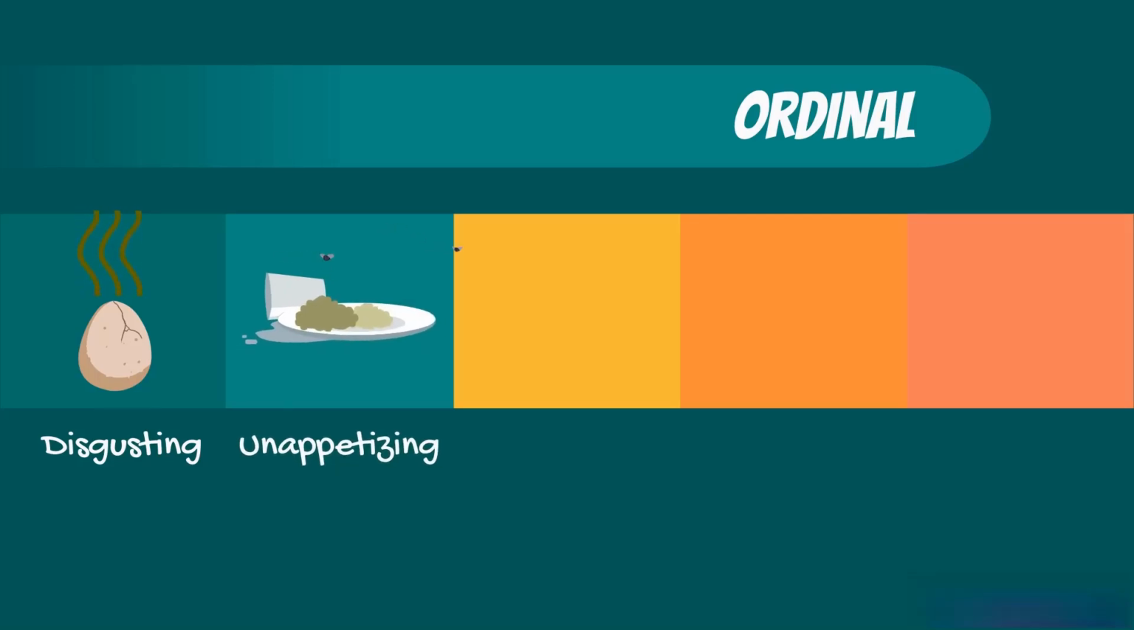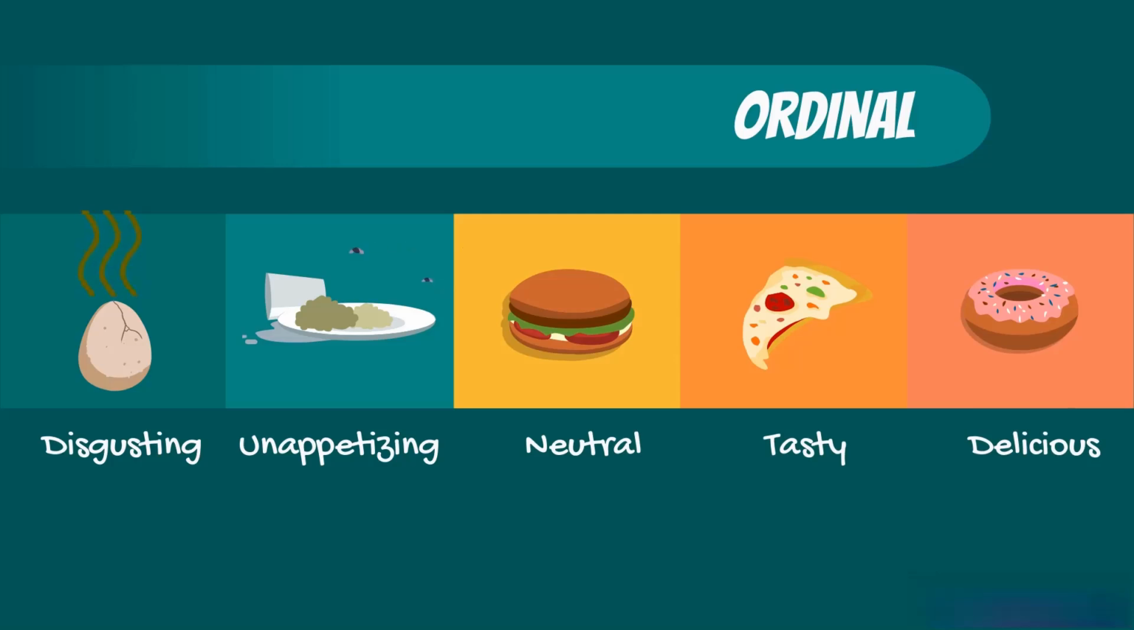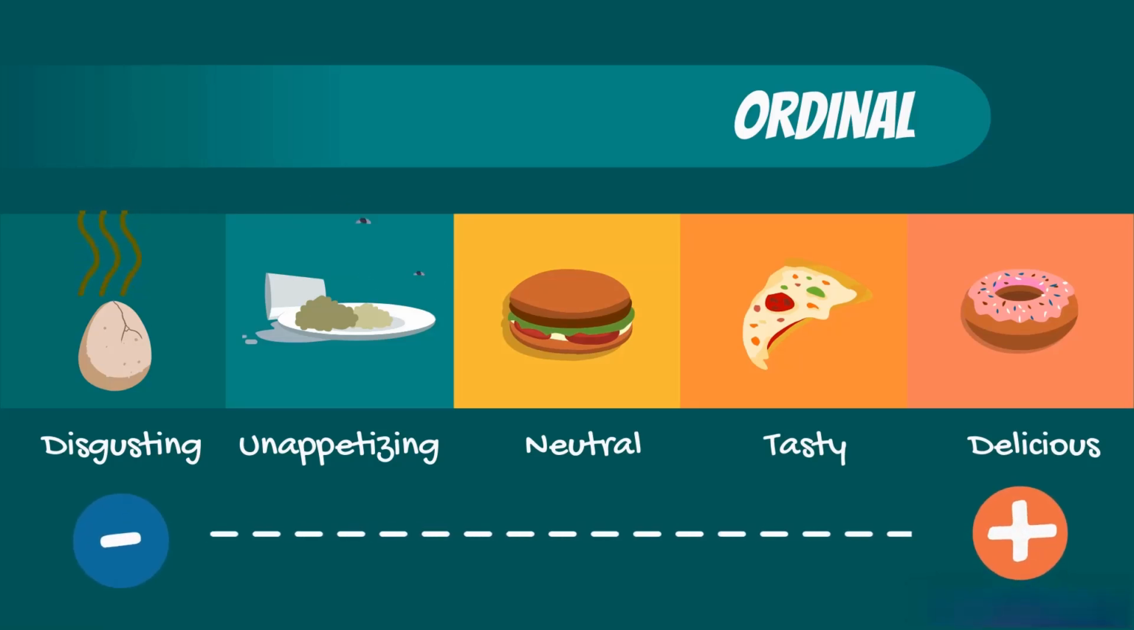Ordinal data, on the other hand, consists of groups and categories which follow a strict order. Imagine you have been asked to rate your lunch, and the options are disgusting, unappetizing, neutral, tasty, and delicious. Although we have words and not numbers, it is obvious that these preferences are ordered from negative to positive. Thus, the level of measurement is qualitative, ordinal.